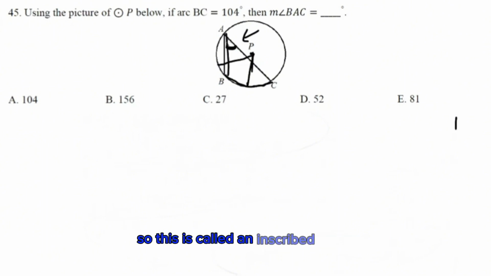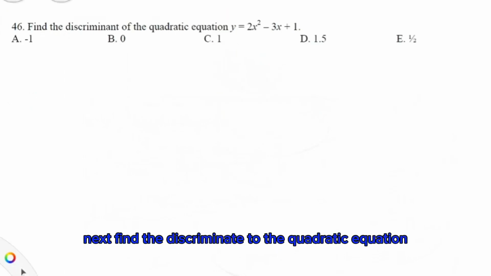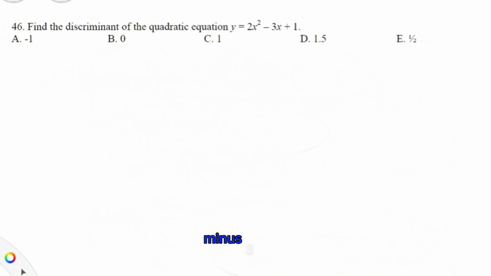So this is called an inscribed angle. To find the measure of an inscribed angle, you just take the measure of the arc, which is 104 degrees, and divide it by 2, which is 52 degrees. And that's your answer. Next, find the discriminant of the quadratic equation y equals 2x squared minus 3x plus 1.